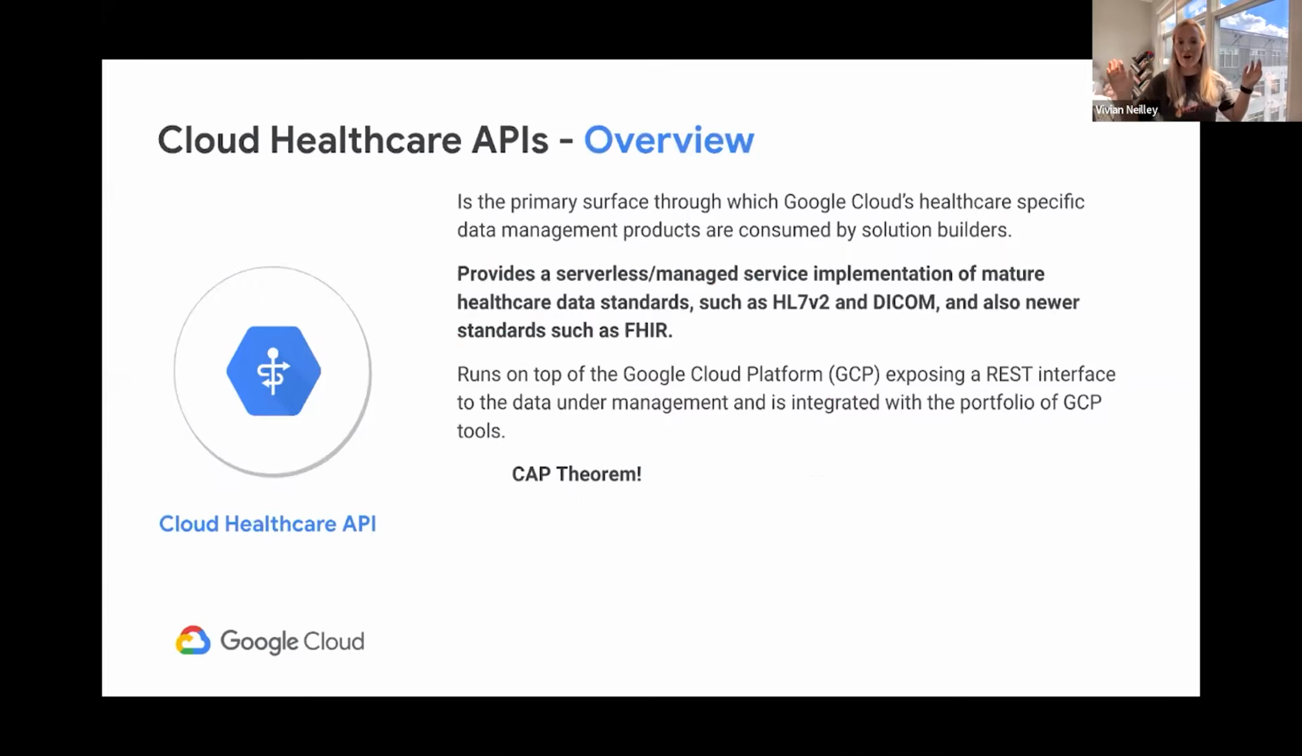Just for background, I said I work at Google. My expertise is in Google's healthcare API. So just for an overview of where I'm coming from, the healthcare API that we own is a managed service. Essentially, we provide the endpoint and we take care of the server, the indexing, and the database.